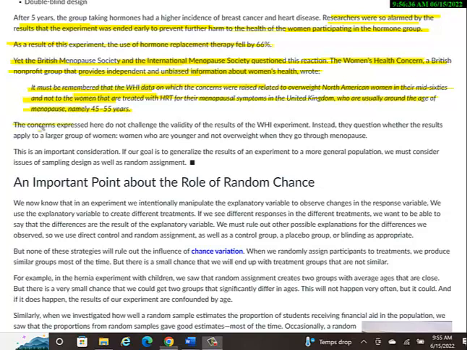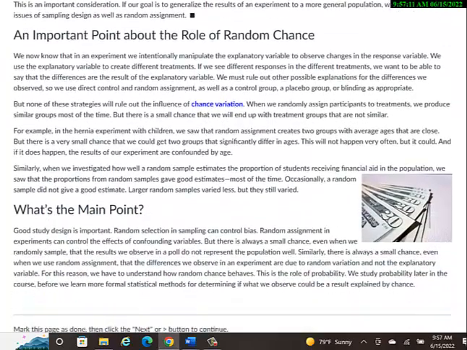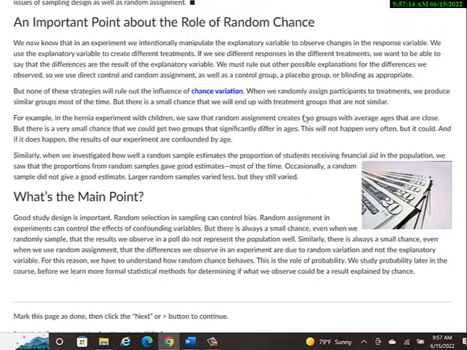So, end quote. The concerns expressed here do not challenge the validity of the results of the WHI experiment, but instead they question whether the results apply to a larger group of women, those that are younger and not overweight when they go through menopause. So I guess it sounds like the original experiment was done on women in their mid-60s, when really women that go through menopause initially are a little younger. They're supposed to be, what they say here, 45 to 55. But these people were saying that the ones that were experimented on were in their mid-60s. So that's maybe not as applicable to all women as they thought it was.